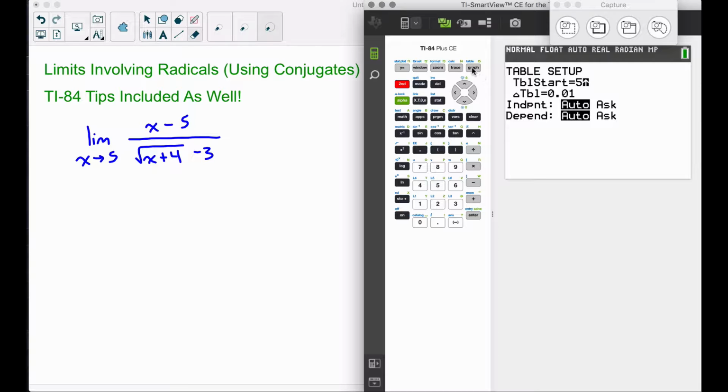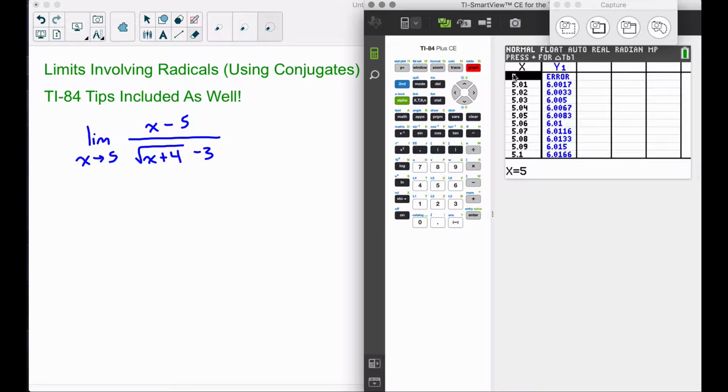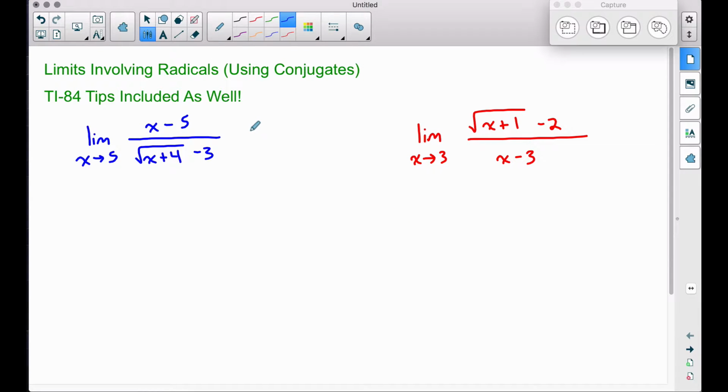Let's press second and graph to go to our table, and we are starting at 5, and notice we have an error. I'm going to scroll up a little bit on my x's, and notice how the x's are incrementing in 0.01 increments. From the left-hand side of 5, as x gets close to 5 from the left, look at this y value. Getting doggone close to 6, right? Same thing from the right side of 5. As we get closer to 5 from the right-hand side, look at these y values. They are getting close to 6. So, by looking at the TI-84, I'm going to say that this limit's equal to 6.